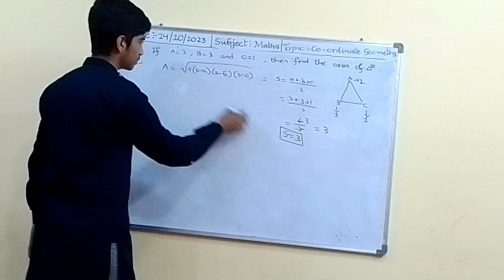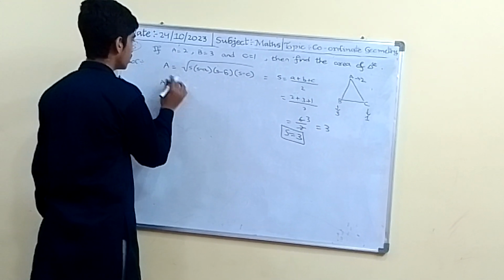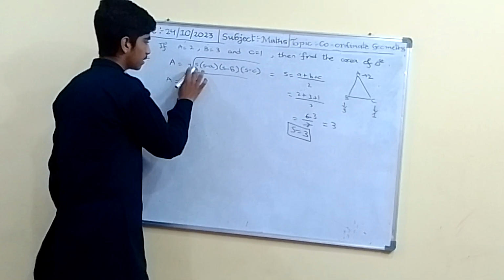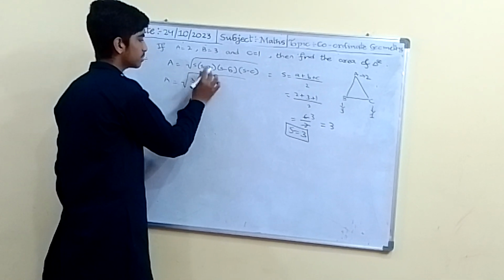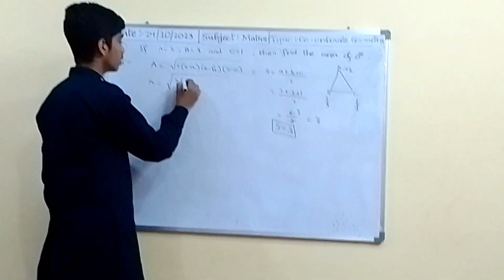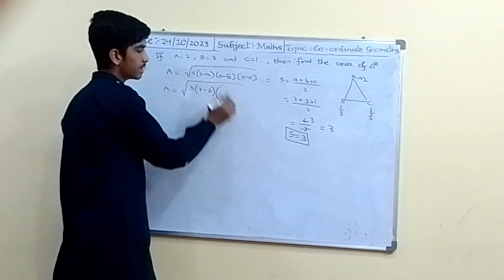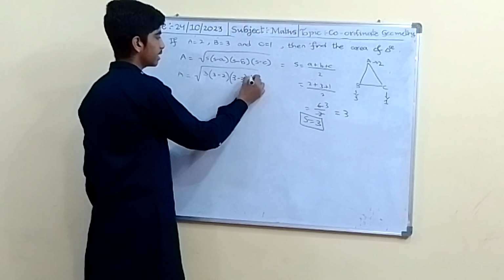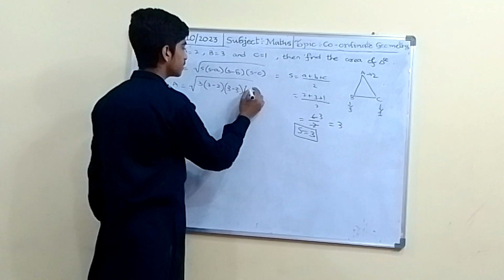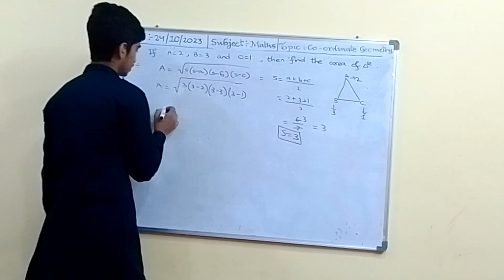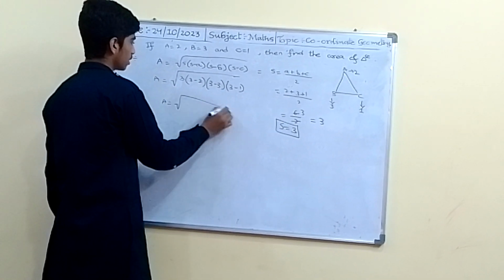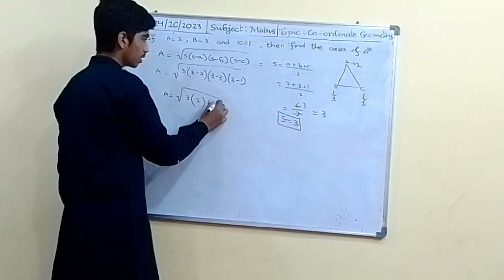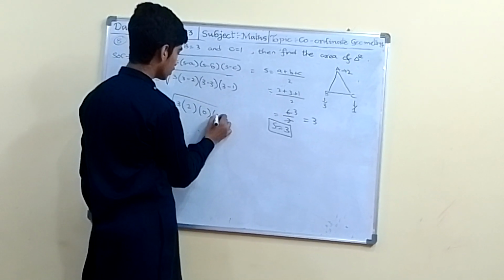So substitute the S value in the given formula. A is equal to, A is nothing but the area of the triangle, because we have to find the area of the triangle. What is S? 3 into (S minus A): 3 minus A means 2, so 3 minus 2, into S minus B: 3 minus B, B is also 3, so 3 minus 3, into S minus C: 3 minus 1. So A is equal to under root 3 into, what is 3 minus 2? 1. 3 minus 3, 0. And 3 minus 1, 2.